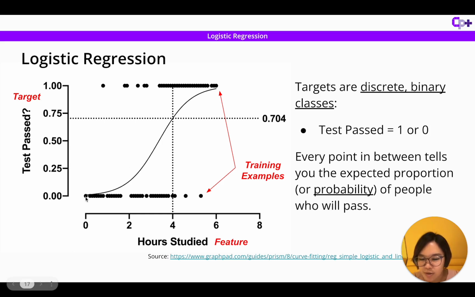This person represents someone who studied 0 hours and then failed. This person probably studied maybe 1 hour and also failed. This person studied for 5.5 hours and also failed. On the other hand, these dots represent those who pass, because for test pass the value is 1. This person studied for maybe 1 hour and passed. This one studied 2 hours and passed. This one studied 6 hours and passed. So that's how I plot on this graph.